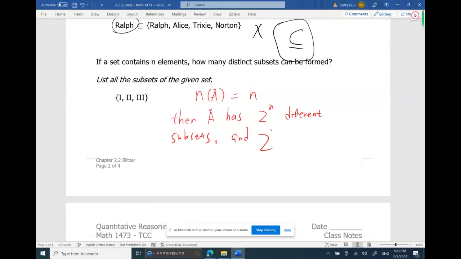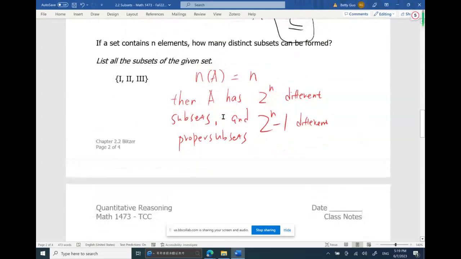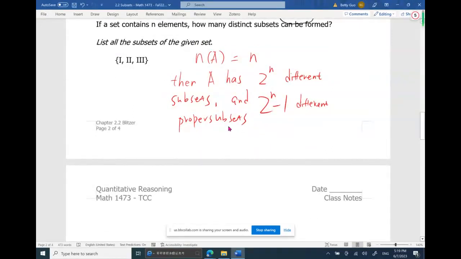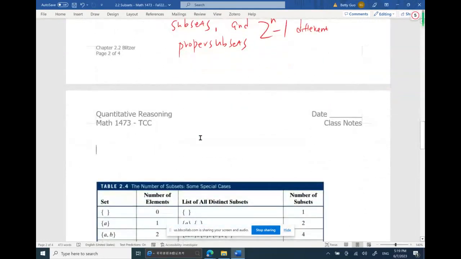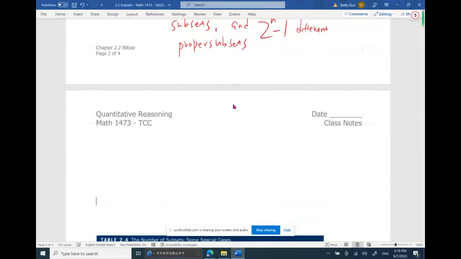and 2 to the power of n minus 1, one less than that many, different proper subsets, right? So we are going to prove this theorem. Let's take time to prove that first, and then we use it.